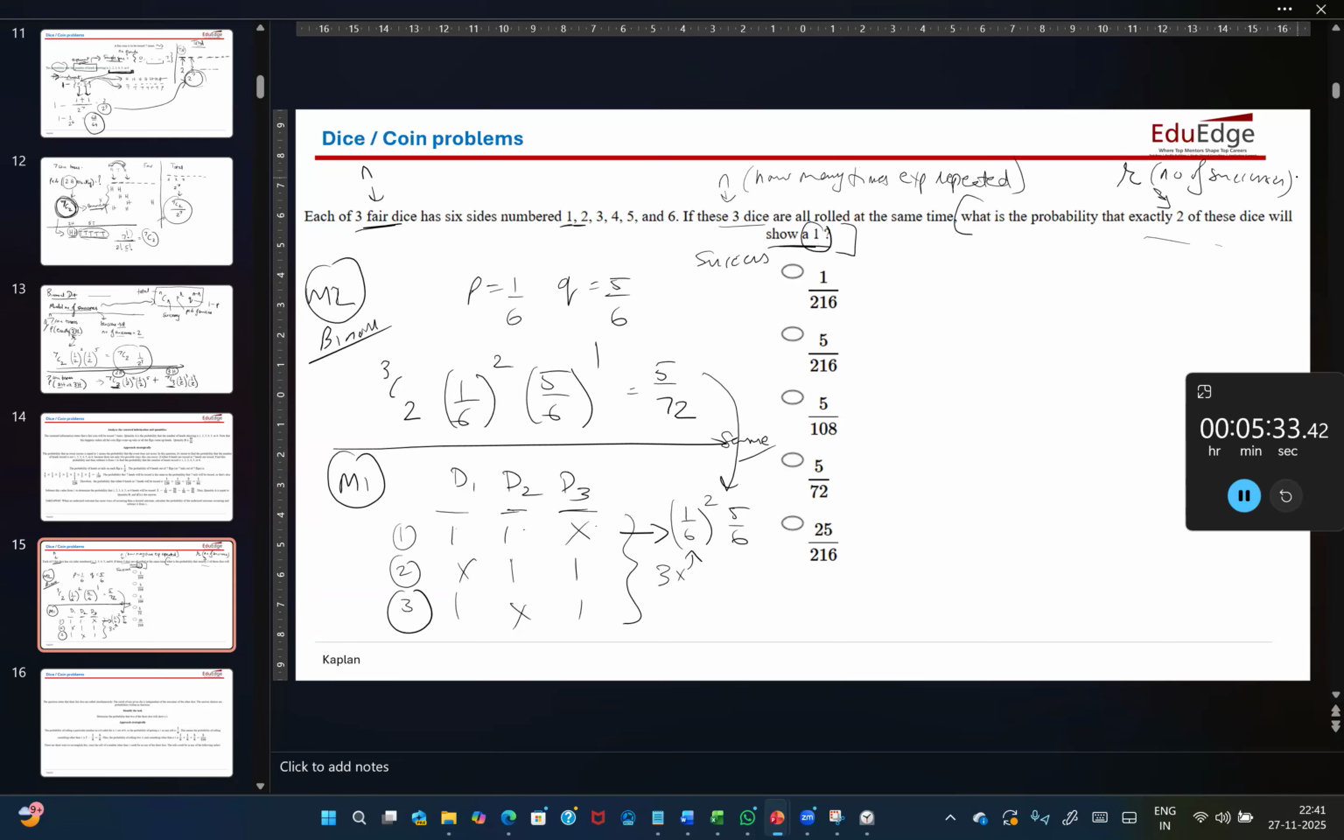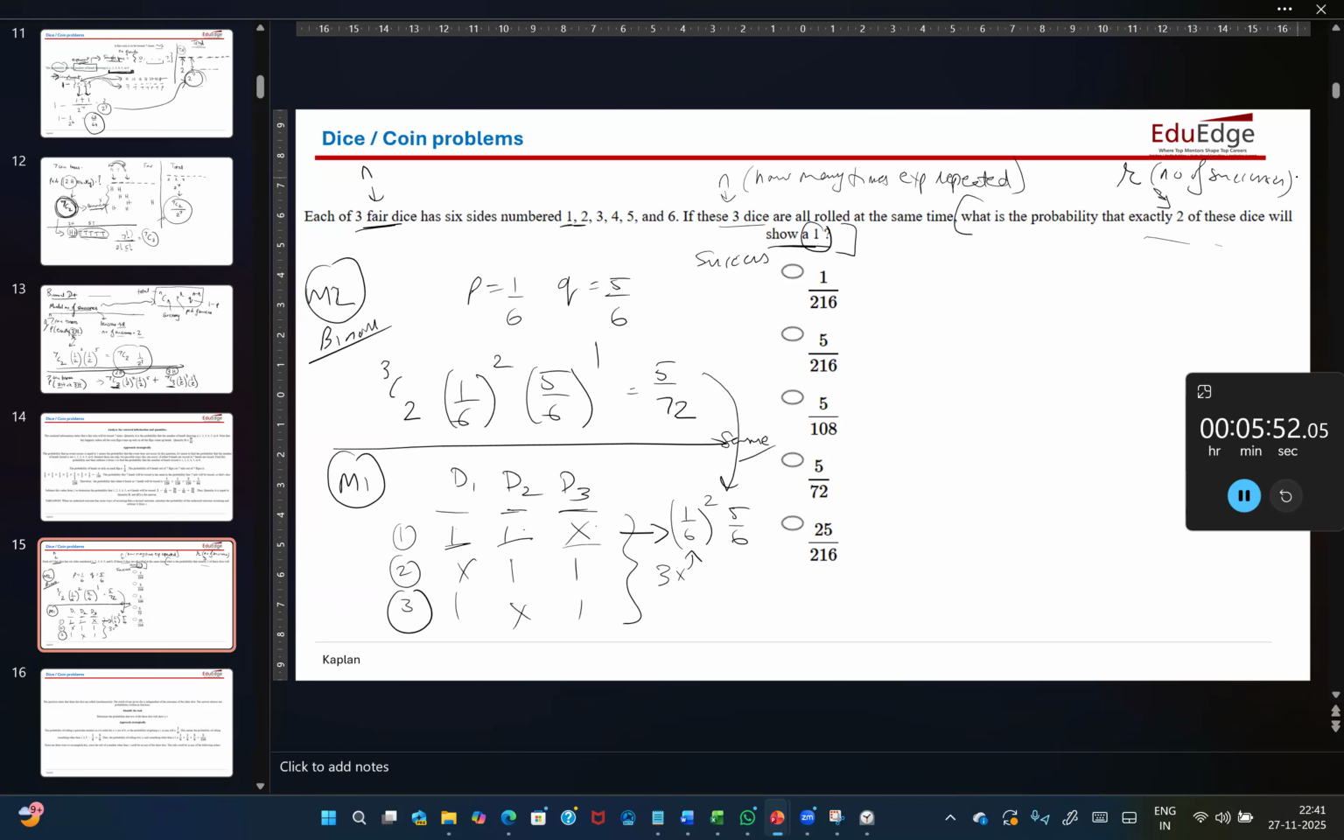What did you do? 1 by 6 square into 5 by 6. 1 by 6 square is because what is the probability of getting a 1? 1 by 6, another 1 by 6, and getting an x, which is 2, 3, 4, 5, 6. So that is 5 by 6.